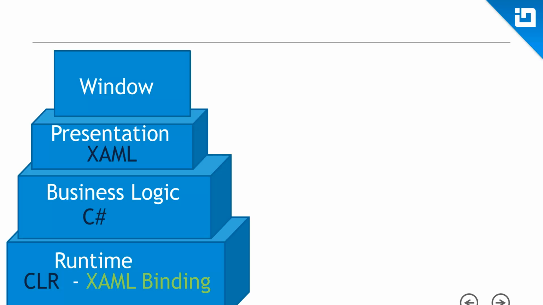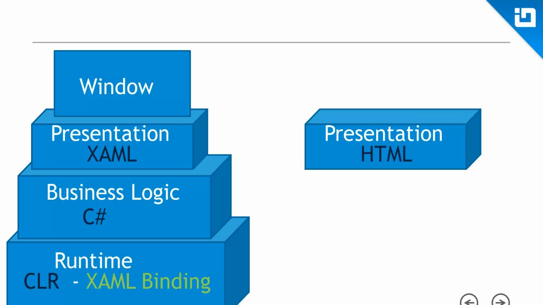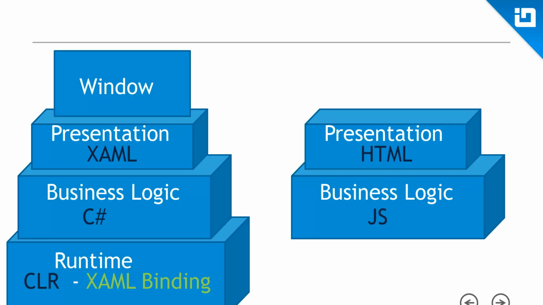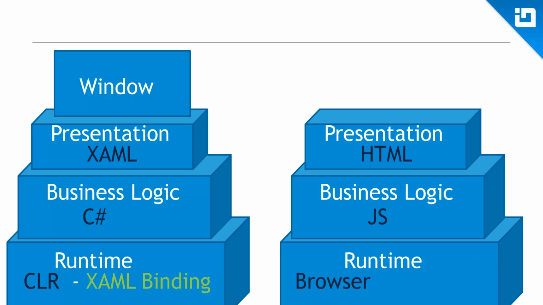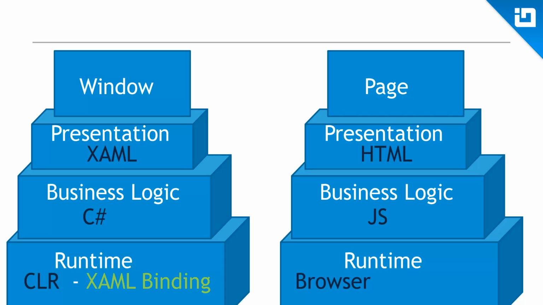So now that we're all on the same page as far as that very basic technology stack, let's look at that in terms of a single page application. So let's do the comparison. So for a SPA, the presentation layer is going to be written in HTML and CSS. The business logic will be in JavaScript. The runtime will actually be provided by the browser. And a page will be rendered, and that's what your end users are going to be interacting with.